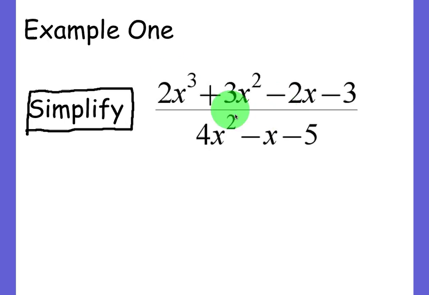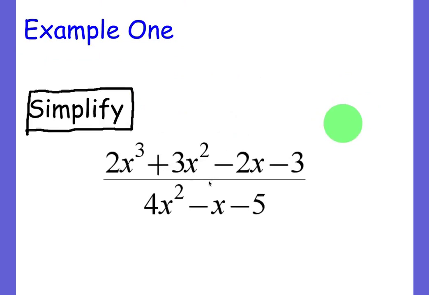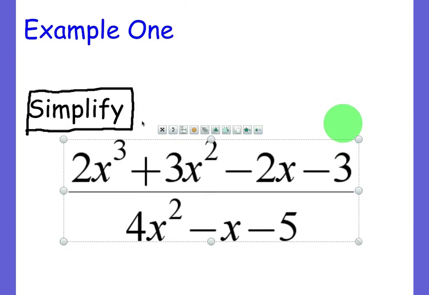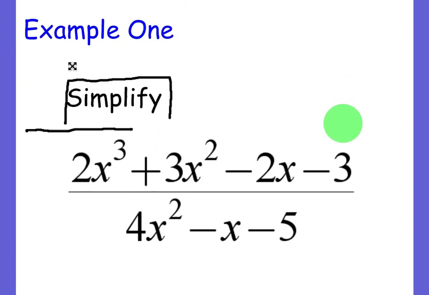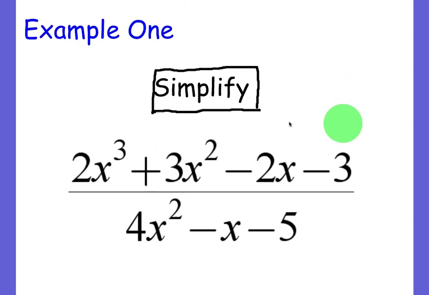Here's our first example. We have simplify 2x cubed plus 3x squared minus 2x minus 3 all over 4x squared minus x minus 5. Let's see if I can make that a little bit bigger. Okay, so simplify means we want to take what we have here and make it as short and as simple as possible. Alright, so that's what we're going to do.